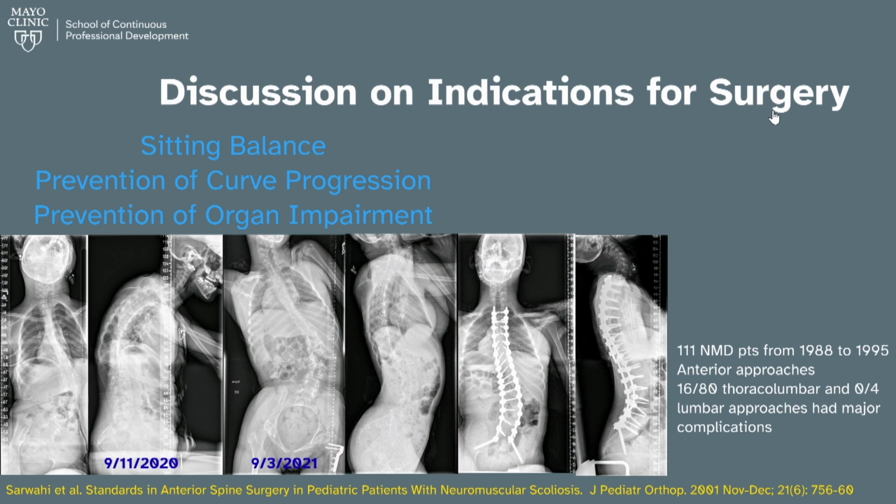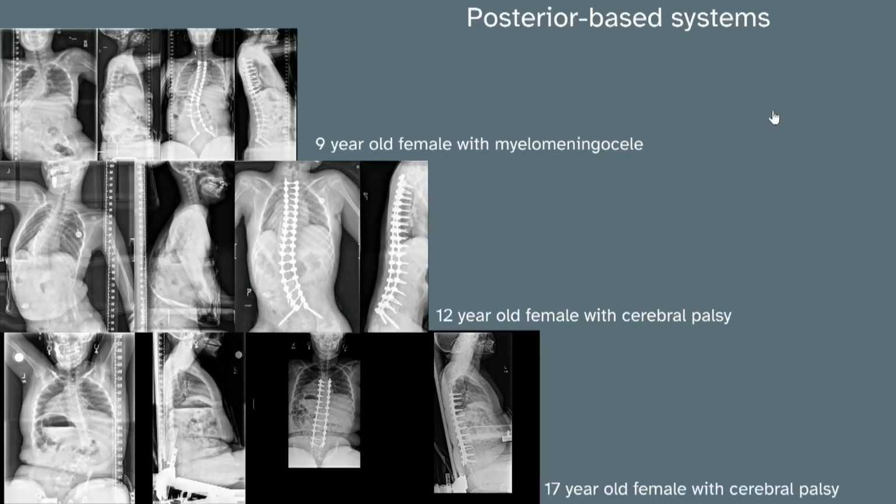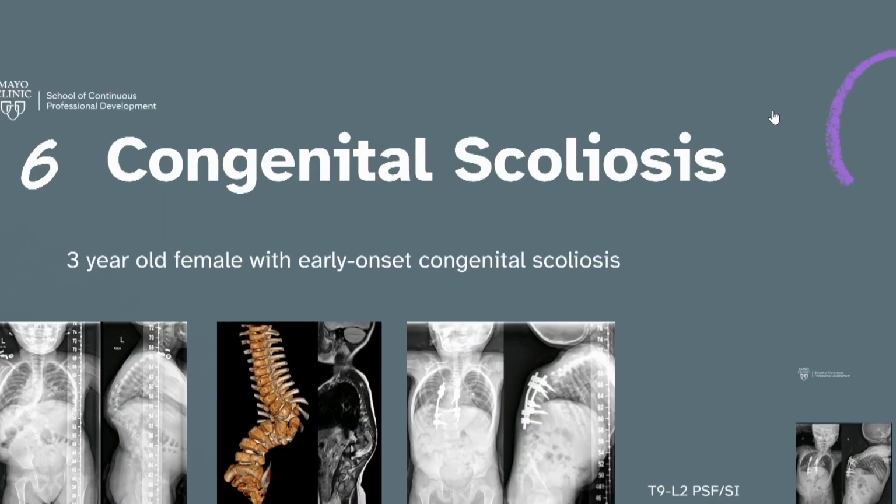This ultimately allows for improvement of their sitting balance, prevention of curve progression, and it also prevents any concerns for additional organ impairment based on approach-related morbidity. You can see from these highlighted examples that there are several individuals that we've approached all from a posterior approach where good is good, and certainly we can improve that if we would consider a combined or staged approach, but for these individuals, this was very good or good enough for them to improve their sitting balance and allow for prevention of organ impairment.